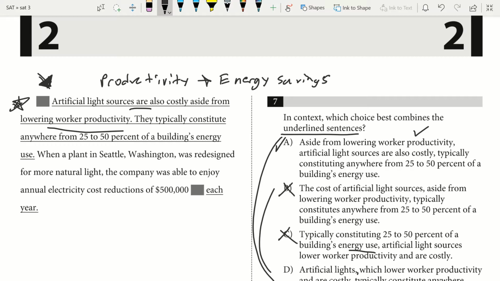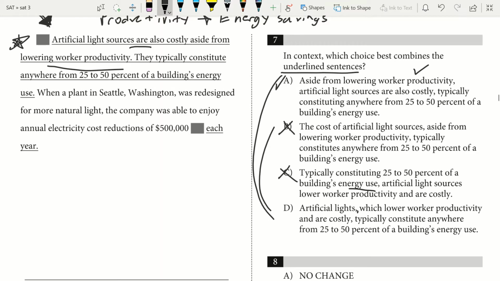And then D, we have "artificial lights, which lower worker productivity and are costly, typically constitute anywhere from 25 to 50% of a building's energy use." Well, starting our paragraph with artificial lights isn't the greatest transition, right? We kind of want to start by shifting our idea, instead of just starting out with artificial lights like that. So D is out, and a better choice than D is A, because we have a good transition. We have "aside from lowering worker productivity," which is discussed in the paragraph above, "artificial light sources are also costly, typically constituting anywhere from 25 to 50% of the building's energy use."